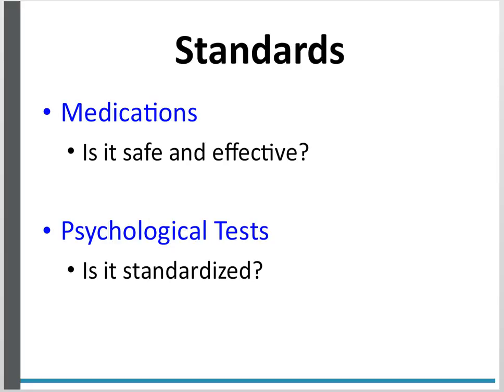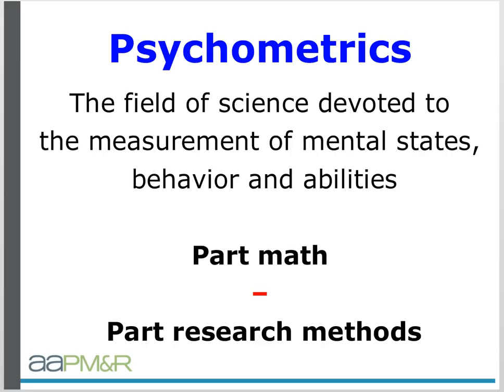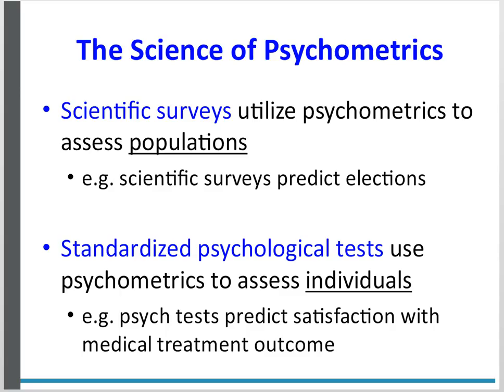There are some terms that we will need to define. First is the term psychometrics. This is the field of science devoted to the measurement of mental states, behavior, and abilities. It's part mathematical methods and part research methods. Now this field sounds kind of out there, but it's actually something we encounter almost every day.